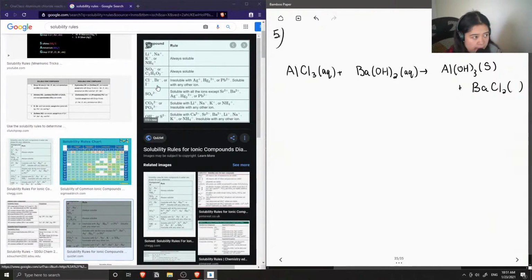So now let's look at barium chloride. If we look at this chlorine, when you have a compound containing chlorine, bromine, or iodine, this is insoluble with silver, mercury, or lead, and it's soluble with any other ion. So in our case, it is paired with the barium, so this compound is aqueous.